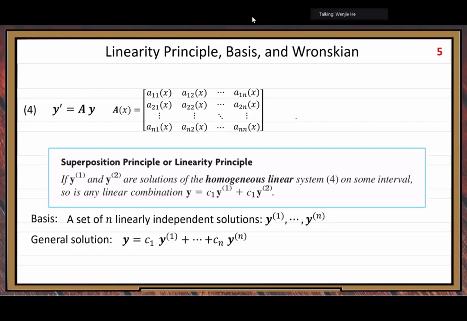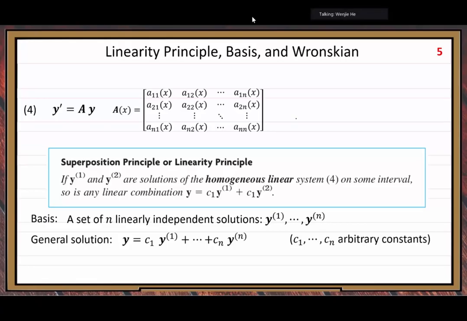These functions are vector functions, vector valued functions. All these n functions are vector valued functions. So now our general solution vector of functions is a linear combination of these n solution vectors. So that's simple. Okay? Now, arbitrary constant.